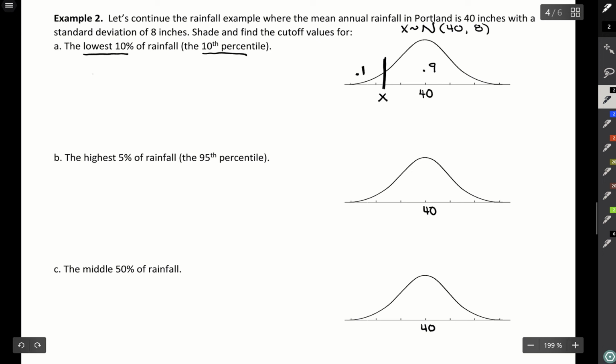So in GeoGebra, what we're going to end up doing is look for the probability of X being less than or equal to, and then we don't actually know the number that it's less than or equal to. That's our unknown. What we know is that when we plug that in, that area to the left should be 0.1. So let's look at that within GeoGebra.